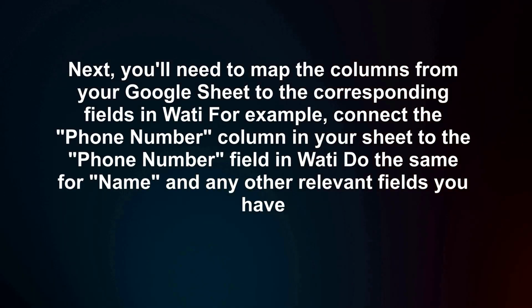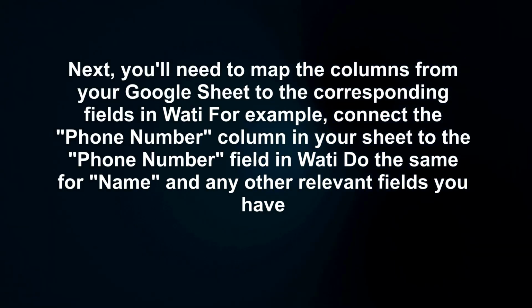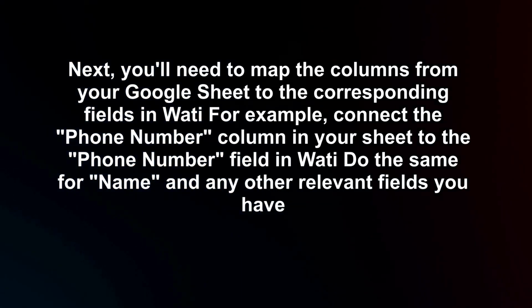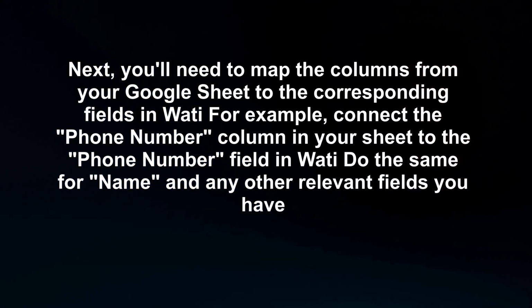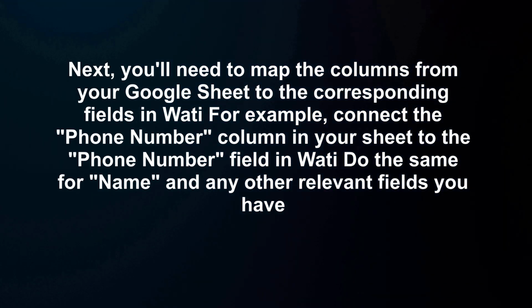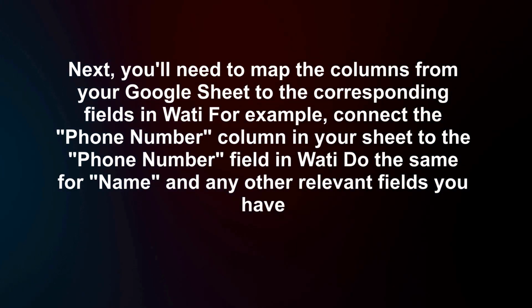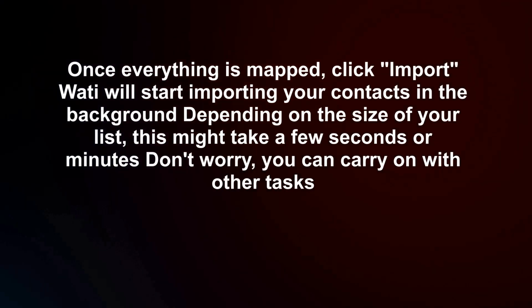Next, you'll need to map the columns from your Google Sheet to the corresponding fields in Wati. For example, connect the phone number column in your sheet to the phone number field in Wati. Do the same for name and any other relevant fields you have. Once everything is mapped, click Import.